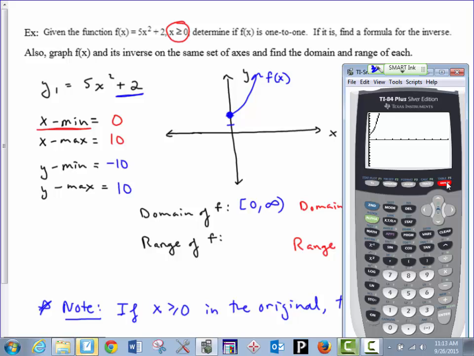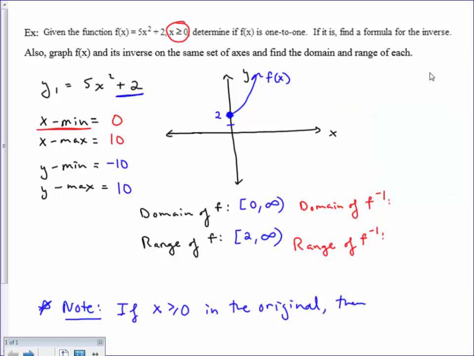What's the range? Well, because we knew the y-intercept was 2, the range of f is everything from 2 to infinity. Now, without actually graphing the inverse, we know that the domain of the inverse is the range of the original. So it would be from 2 to infinity. And then the same thing on the range of the inverse. The range of the inverse is the domain of the original. So it would be from 0 to infinity.